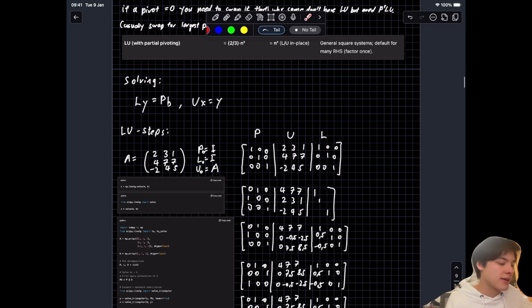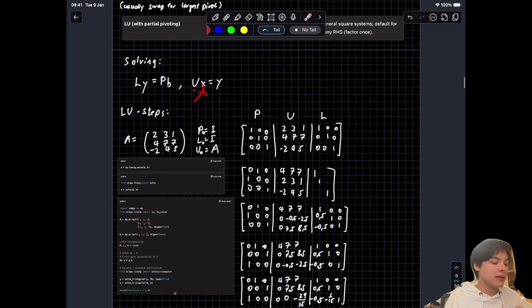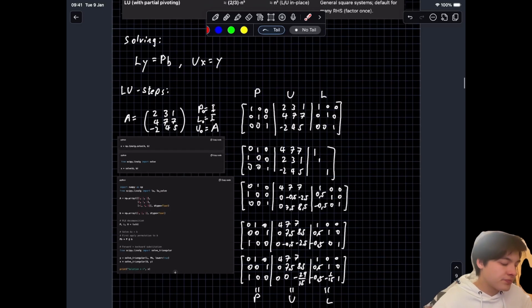So when we solve it, we would have LUx equals b, or PLU. We would first calculate Ly equals b. Because it's a triangle, we can just substitute and get y easily. U is an upper triangle, so we can get x easily, pretty much the same as with L.